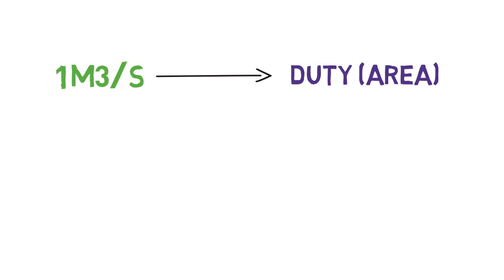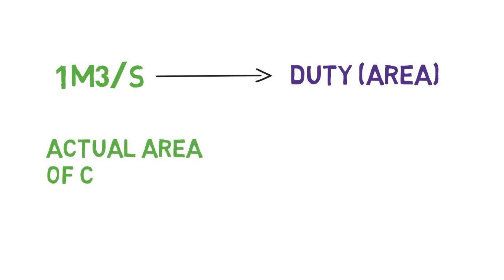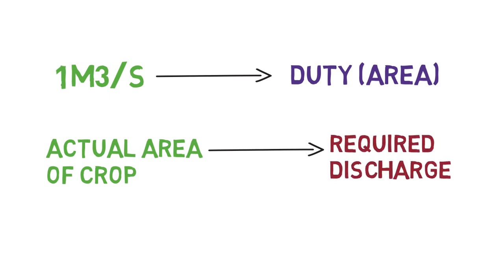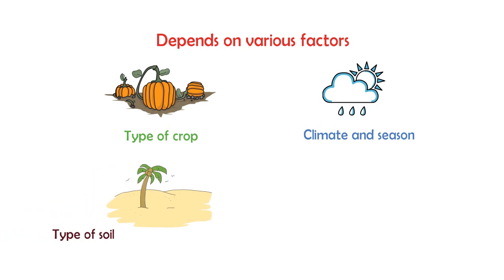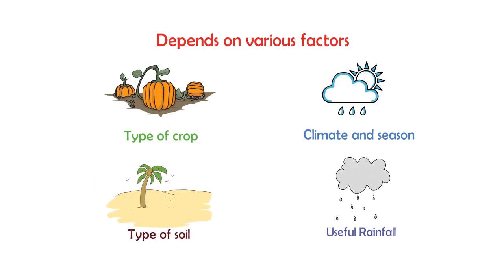This relation between the volume of water and duty of water helps us to find the required discharge for different crops and different fields of areas. Because when we obtain the duty or area that can be achieved at unit discharge, we can use this to calculate the required discharge for the actual area of crop or field that is available. Duty of water also depends upon other factors like climate, soil, rainfall, and of course the type of crop. So in a way, even water has got to do its duty.